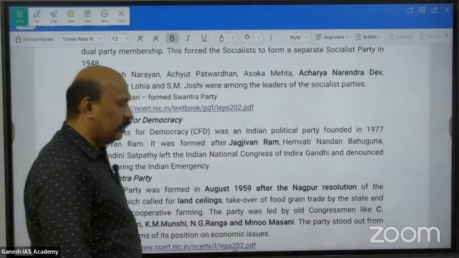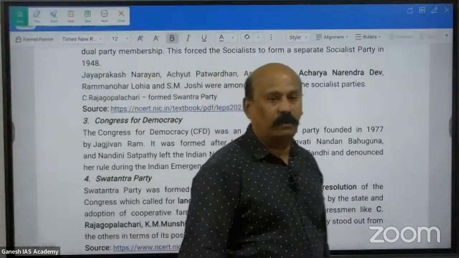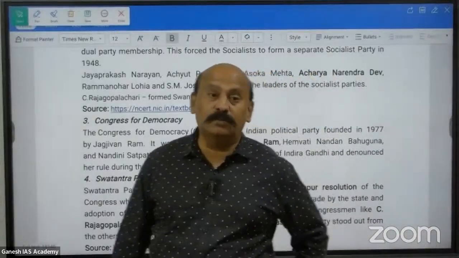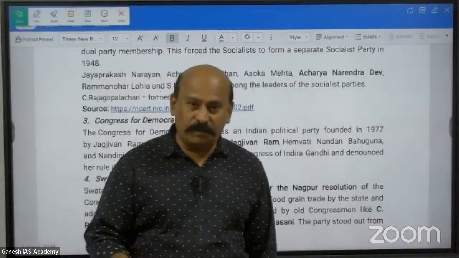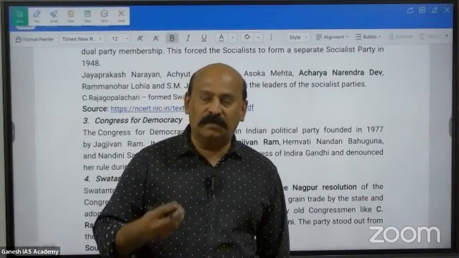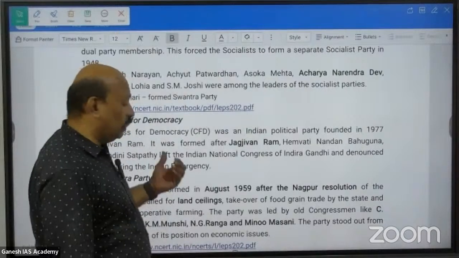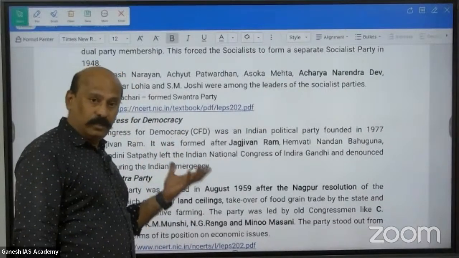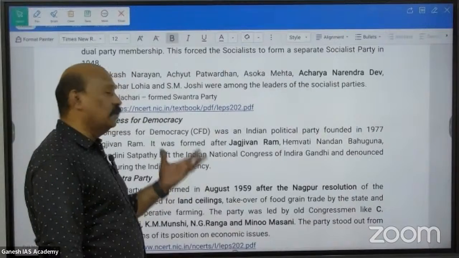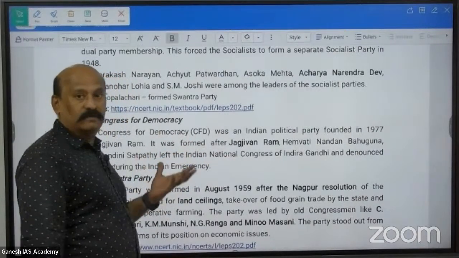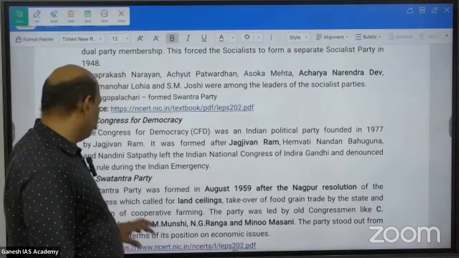And Congress for Democracy was formed by Jagjivan Ram, because Jagjivan Ram was a Congressman, but he was unhappy with the Indira Gandhi government proclaiming national emergency, and the excesses committed by the government during the emergency. Protesting against that, he moved out of Congress and formed this political party by the name Congress for Democracy.